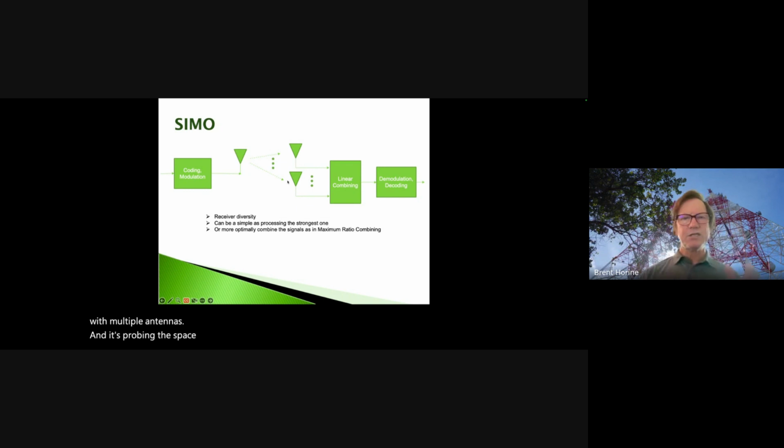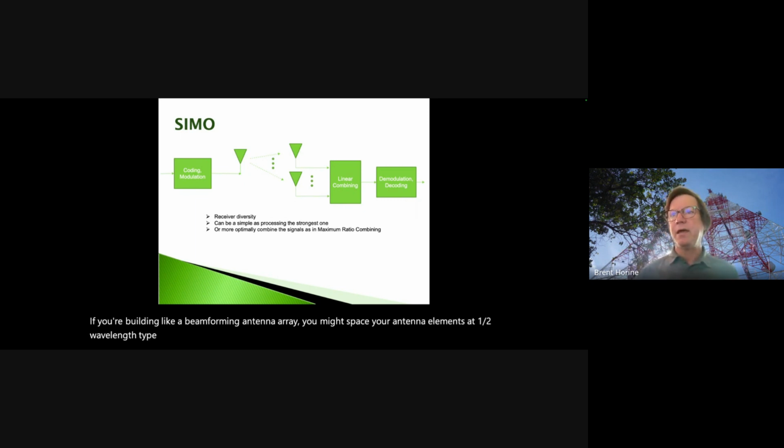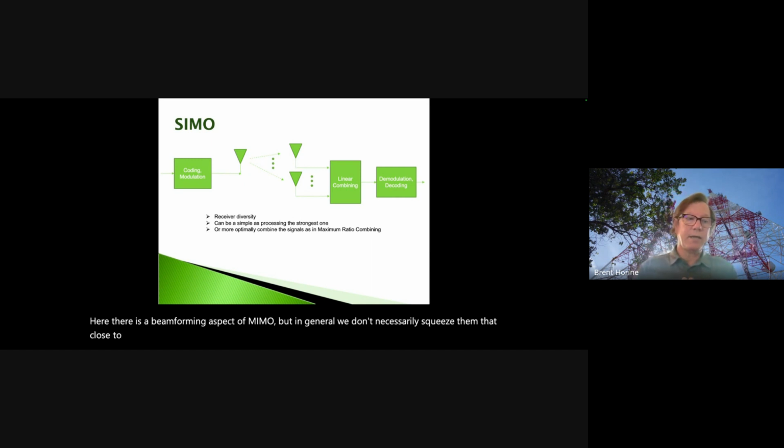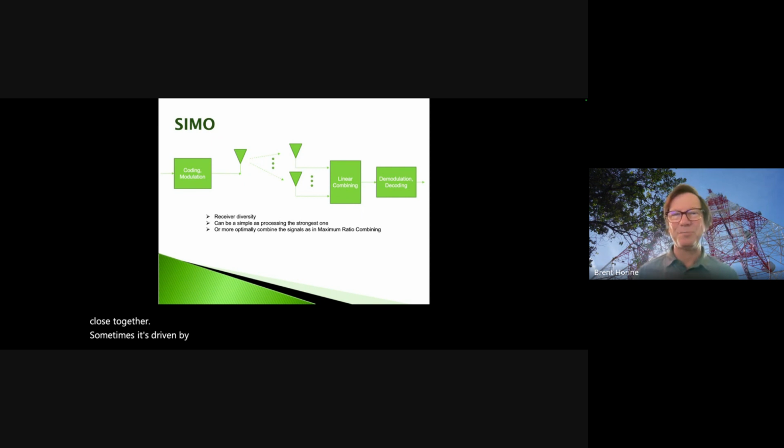Each of these are spaced by, you know, on the order of wavelengths, right? So if you're building like a beamforming antenna array, you might space your antenna elements at a half wavelength type of thing. Here, there is a beamforming aspect of MIMO, but in general, we don't necessarily squeeze them that close together. Sometimes it's driven by the size of our platform.